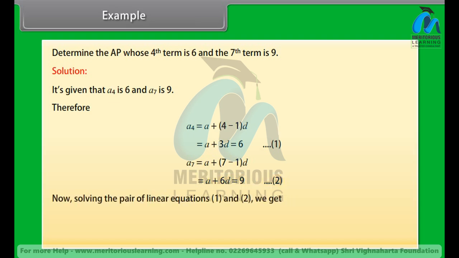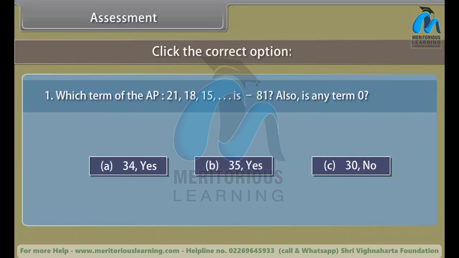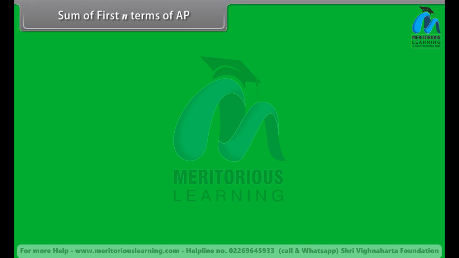Now solving the pair of linear equations 1 and 2, we get a is equal to 3 and d is equal to 1. Hence, the required AP is 3, 4, 5, 6, 7, and so on. Assessment. Now it's time for an activity. Click the correct option. Sum of first n terms of AP.